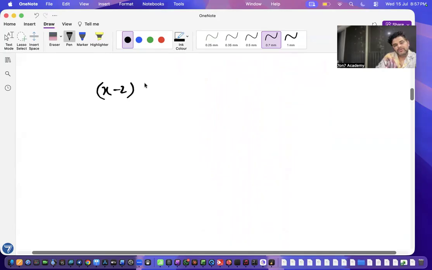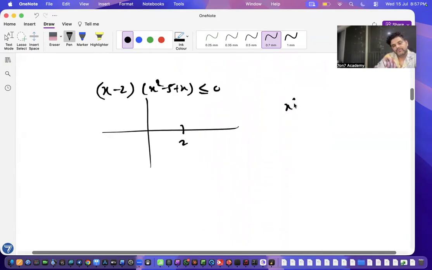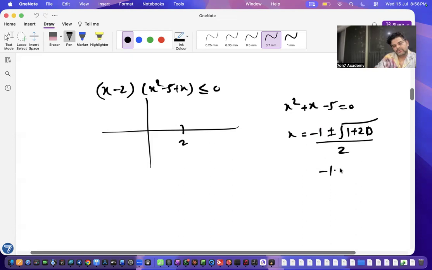x minus 2, x square minus 5 plus x, now less than 0. Here one root you can get easily, but the other roots are irrational. That you have to find out by calculator. So x is minus 1 plus minus square root of b square minus 4ac. b square is 1, minus 4ac is plus 20, divided by 2. So minus 1 plus square root of 21 by 2, and minus 1 minus square root of 21 by 2.